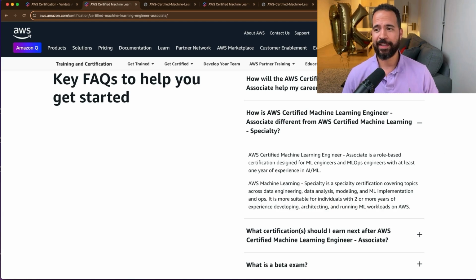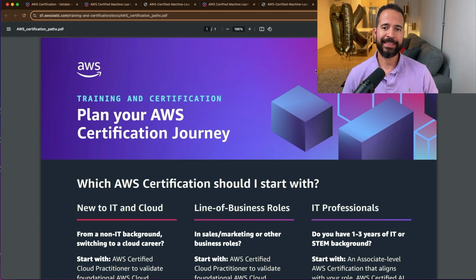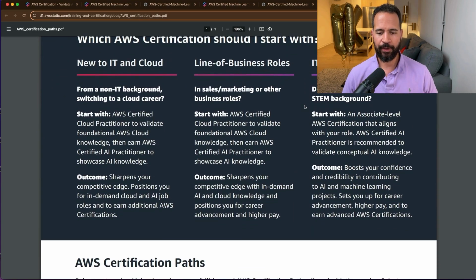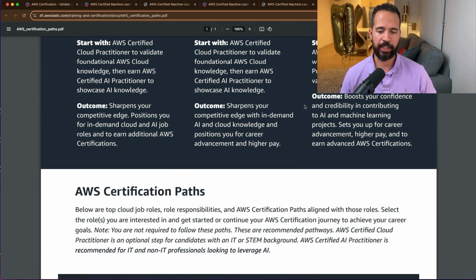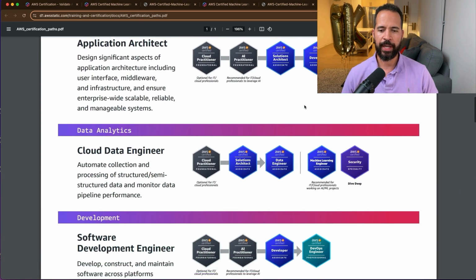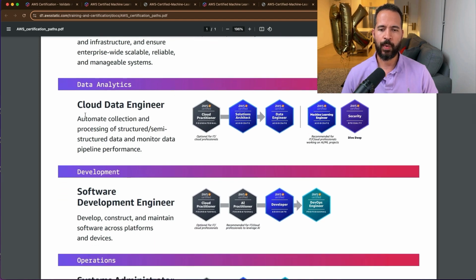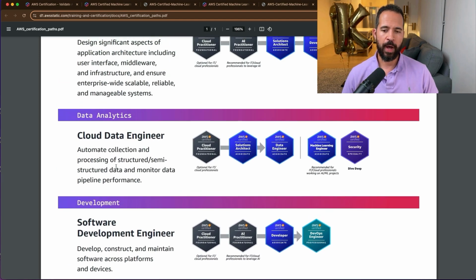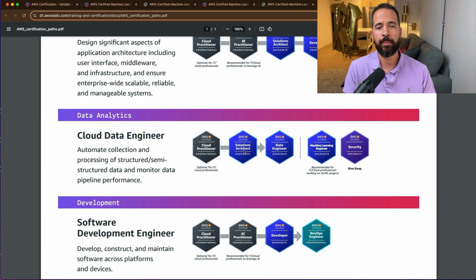And one more area that I really want to drive the point home. This is the AWS certifications path document. This is incredible, and you can use this for many things. We're focused on machine learning right now, so I'm just going to scroll down here and stop on Cloud Data Engineer. This would be if you automate collection and processing of structured and semi-structured data and monitor data pipeline performance. If you look here, they recommend the Machine Learning Engineer Associate, right? Because while you may not work in the AI and ML space as your role, you're definitely going to be interacting with other people that may interact with that role. So you're going to need to be familiar with it.